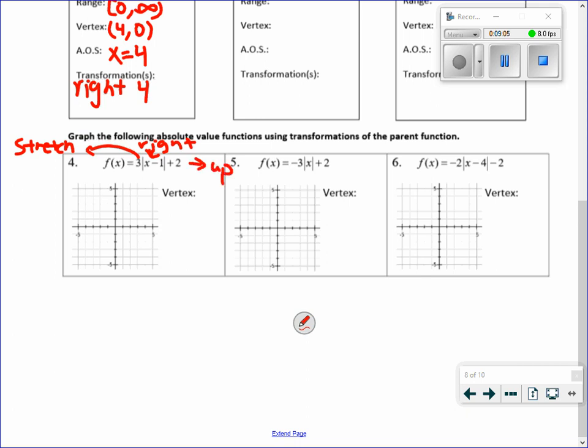Good, so let's think about putting that vertex point down first. Where does your vertex always start on your parent function? 0, 0. So from 0, 0, I'm going right, how many? 1, and then I'm also going up 2. So what's my new vertex point? 1, 2. And then I now have a stretch of 3 that I want to represent. Remember, stretch was similar to slope. So if my stretch is 3, how can I get a new point? I can go up 1, 2, 3, and then I can go right and left 1.